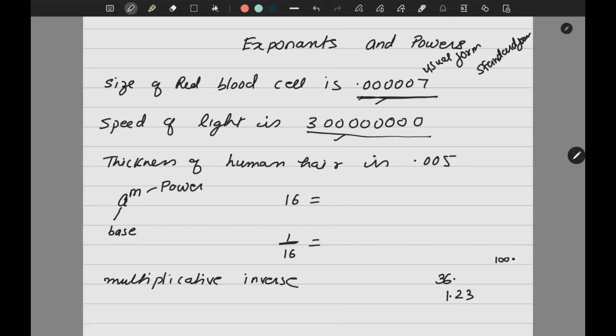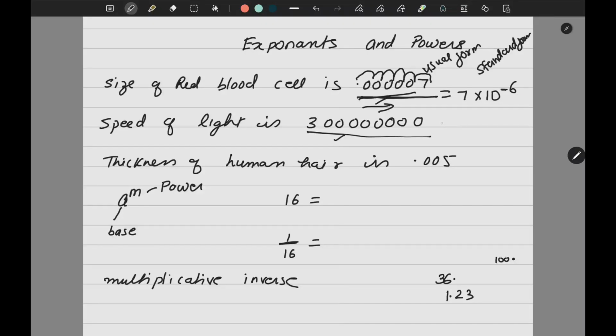Now suppose this is the red blood cell size. I want to write it in a standard form. Standard form, usually I prefer to write one digit, decimal and then the remaining thing. Now this decimal is sitting here, so I will go towards 7. How will I go? 1, 2, 3, 4, 5 and 6. So I can write it as 7 into 10 to the power minus 6, because this number is less than 1. If I am moving towards the right, it always comes as negative.